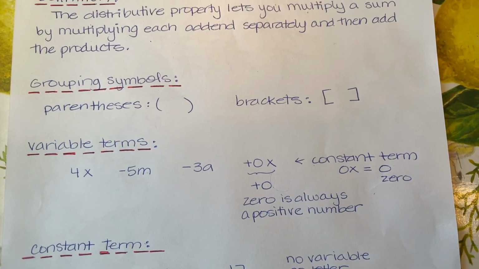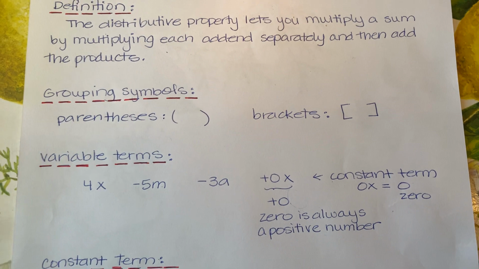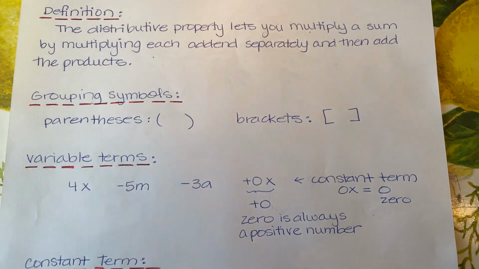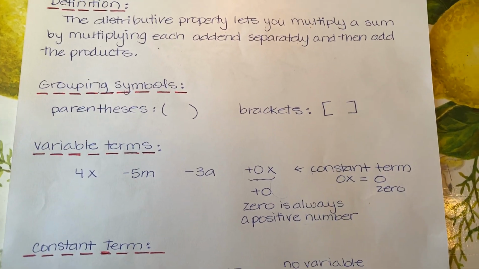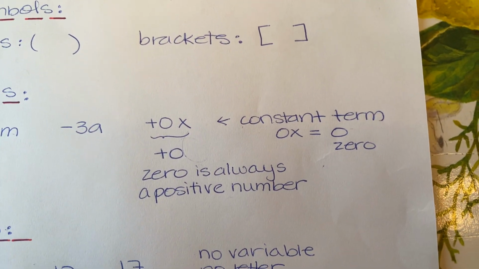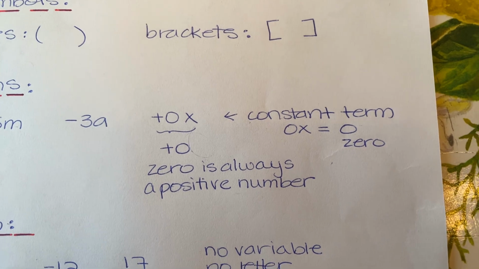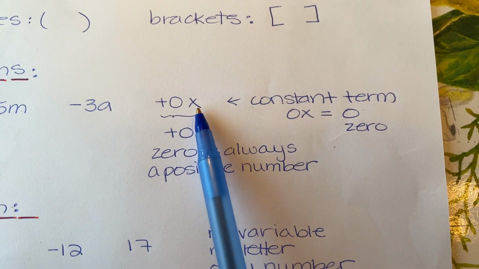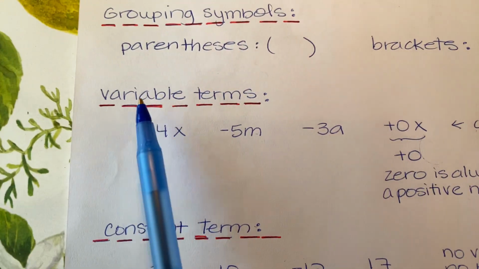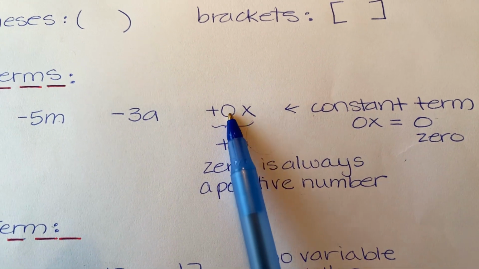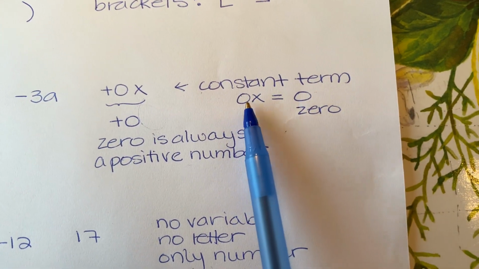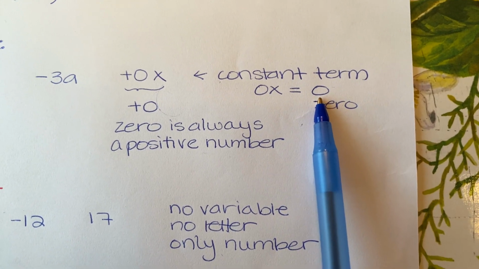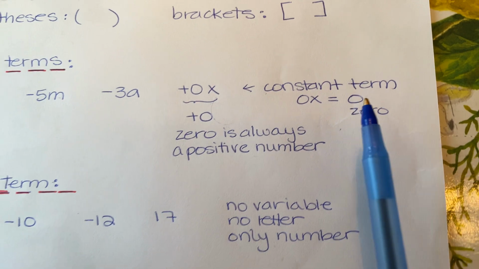Variable terms. So a variable is just a letter, right? It's a term. So we have 4x minus 5m minus 3a. Okay, so 0x. Now, first of all, 0 is always a positive number. You can't have negative 0. So it's always positive 0. Now, when there's an x there, this is technically a constant term, even though you see a variable. When the coefficient is 0, it's a constant term, so 0x is really equivalent to just 0, right? So 0 is really a constant.